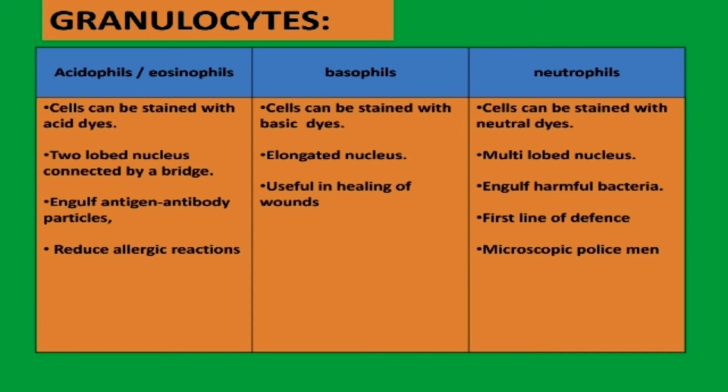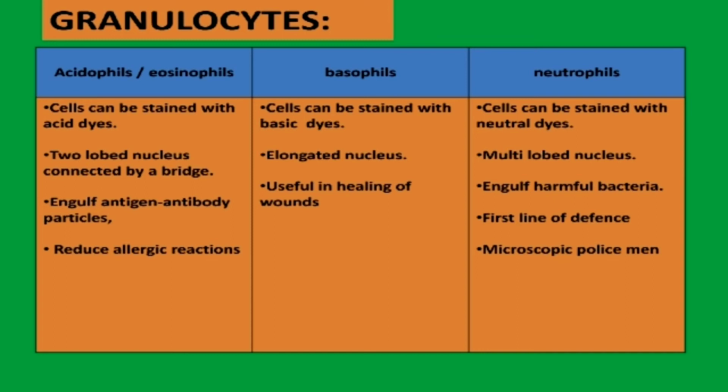Now coming to the classification of the WBC: as I told you, the WBC are classified into granulocytes and agranulocytes. Now I am taking the different types of granulocytes. There are three types: acidophils, basophils, and neutrophils. The name is given according to the stains used to identify them. If acid stains are used for identification, they are called acidophils. If the cells are stained with basic dyes, they are called basophils. With neutral dyes, they are called neutrophils.